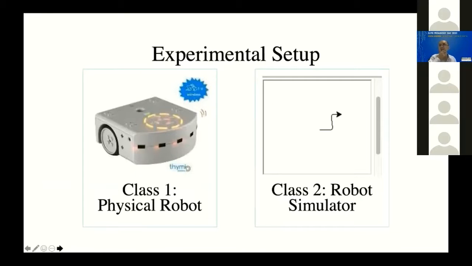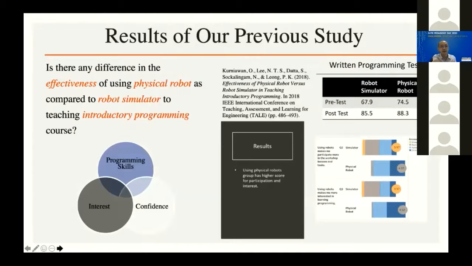We did a study a few years ago, in 2018, where we compared a physical robot with a simulator. We purposely made the simulator plain because we wanted to study effectiveness in terms of learning gain, as well as interest and confidence level, with these two kinds of robot. We published that paper in an IEEE conference. What we found interesting is that in terms of learning gain, we did pre and post tests, shown on the top right. Even though there are some differences, statistical analysis shows there is no significant difference in learning gain. That means you don't have to use a physical robot. You can just use a plain simulation with lines moving around.